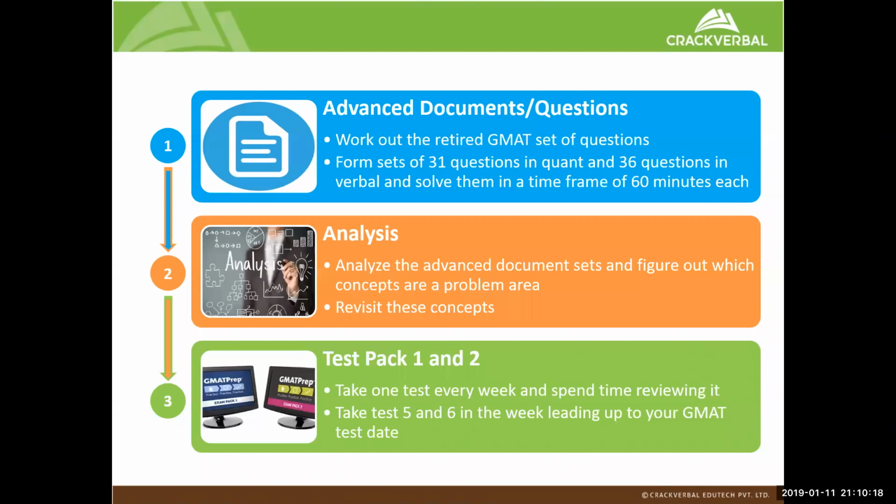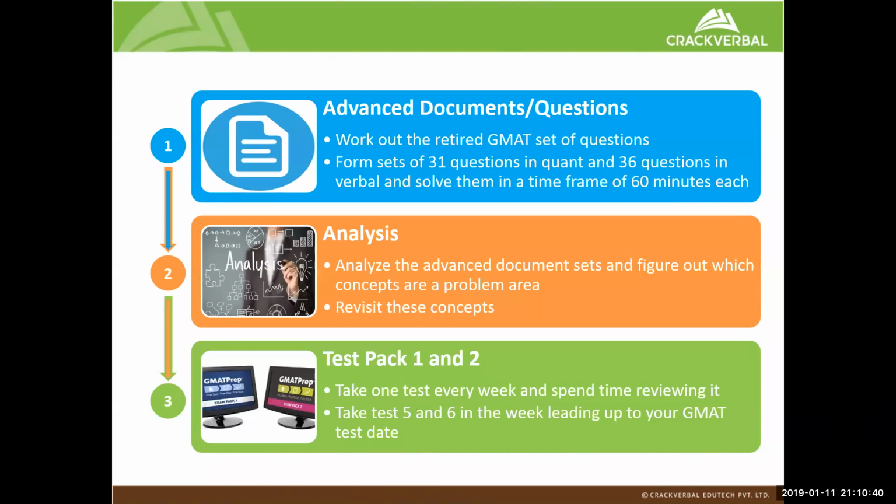So this cycle, right, this cycle of practicing sets of questions on the weekdays and taking a test on the weekend should continue as a cyclic process in your last 1 month. Got this? And that's where the test pack 1 and the test pack 2 come into play. So there are 2 free tests offered from the GMAT prep. There are also 4 paid tests.